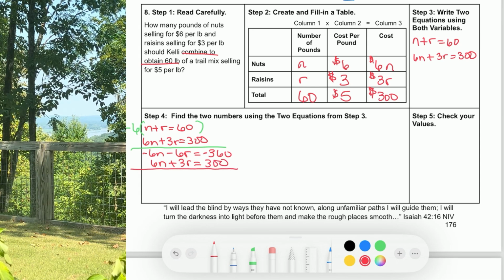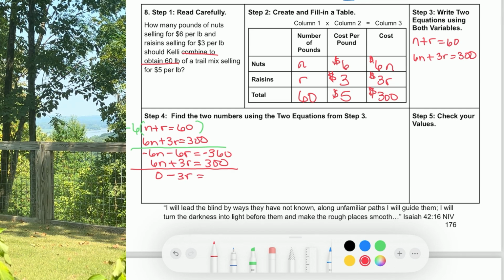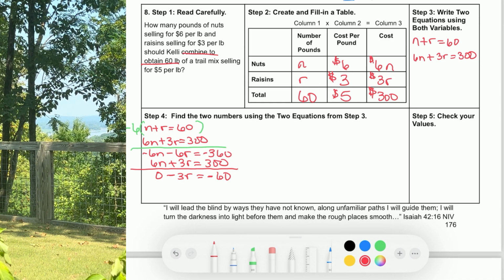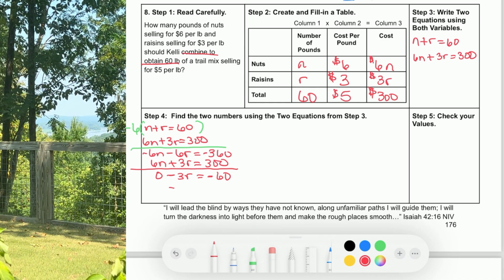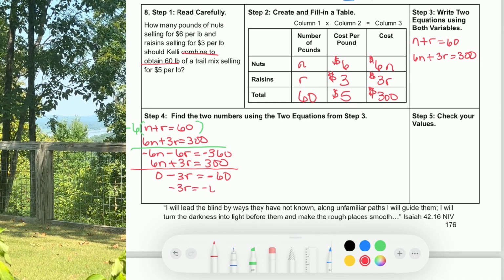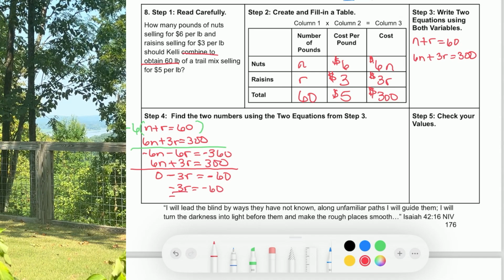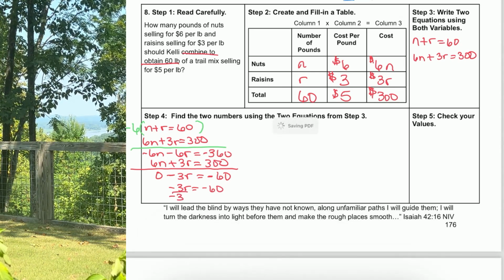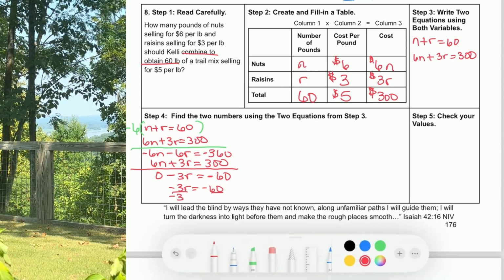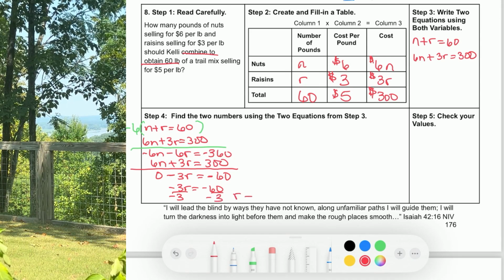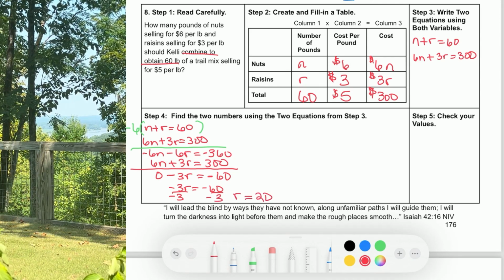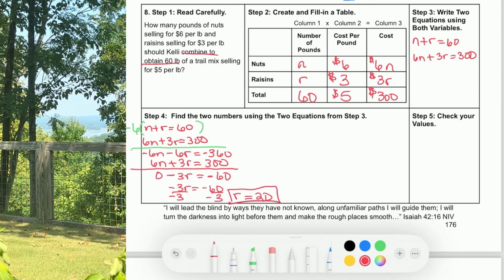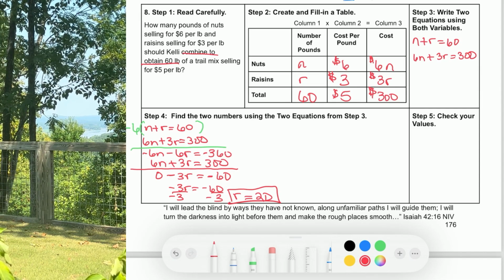Add these two equations together. My n's cancel out. I end up with a -3r, and then I have a -60 from that addition part. So I end up with -3r equals -60. Divide both sides by that -3. And I get r equals 20. So we need 20 pounds of the raisins for our combination.